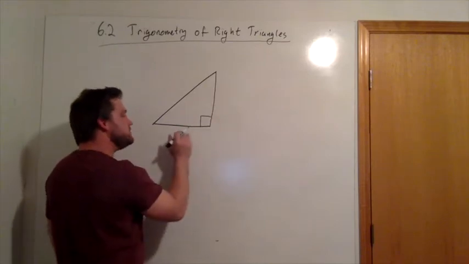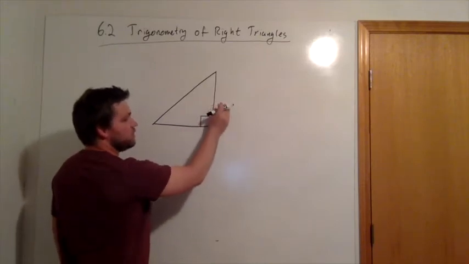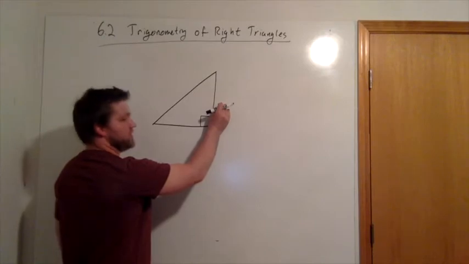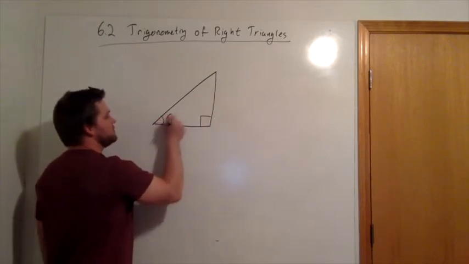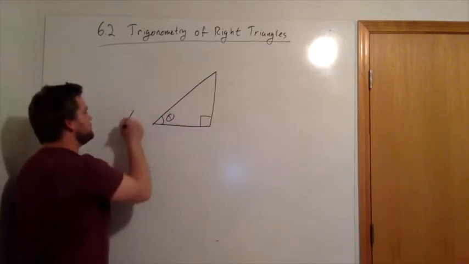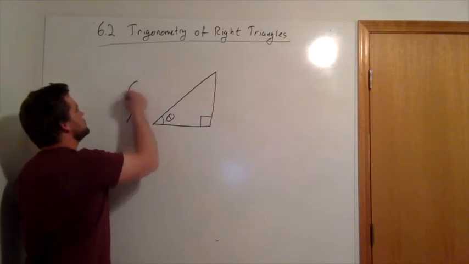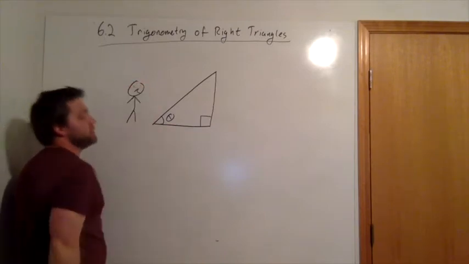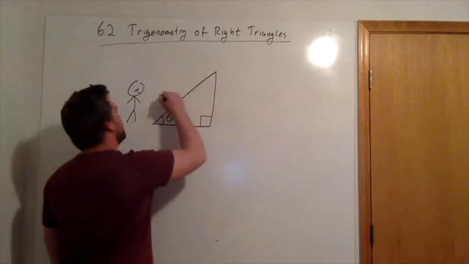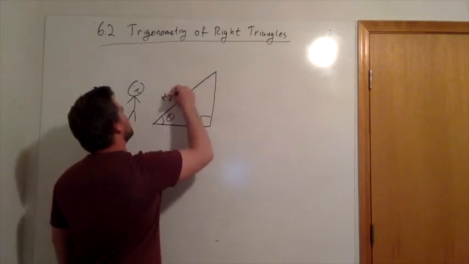Now we actually give the legs of a right triangle different names depending on where we're standing. For right now, let's say we're standing at angle theta. So here we are standing, happy of course. The longest side of a triangle will always be called the hypotenuse.